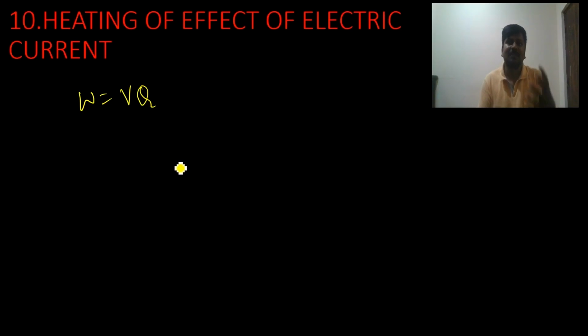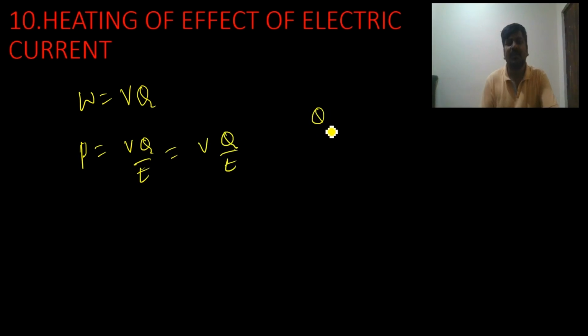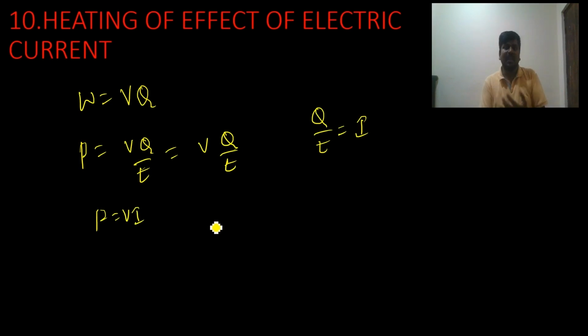That is nothing but the power given to the circuit, the power given to the conductor we can consider. So that is nothing but P equal to VQ by T, that is V into Q by T. So Q by T, you know, that is nothing but current. So P equal to VI. So that is the power input given to the conductor.